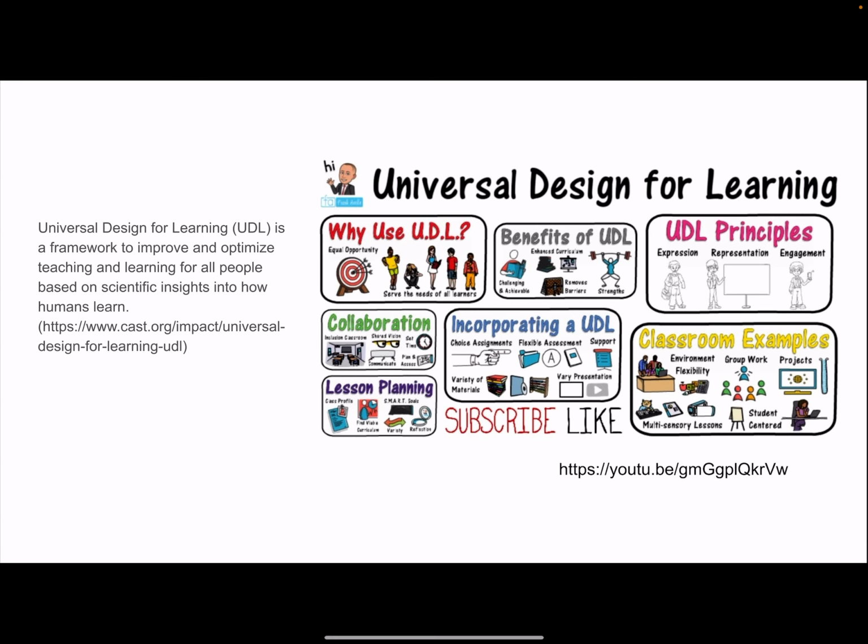For the first slide, I have Universal Design for Learning. I found on CAST.org, which is also one of my sources, a nice definition that I like: a framework to improve and optimize teaching and learning for all people based on scientific insights into how humans learn. I think that's a pretty concise way of stating what UDL is, and I like to keep that definition in mind as I was progressing through the class.